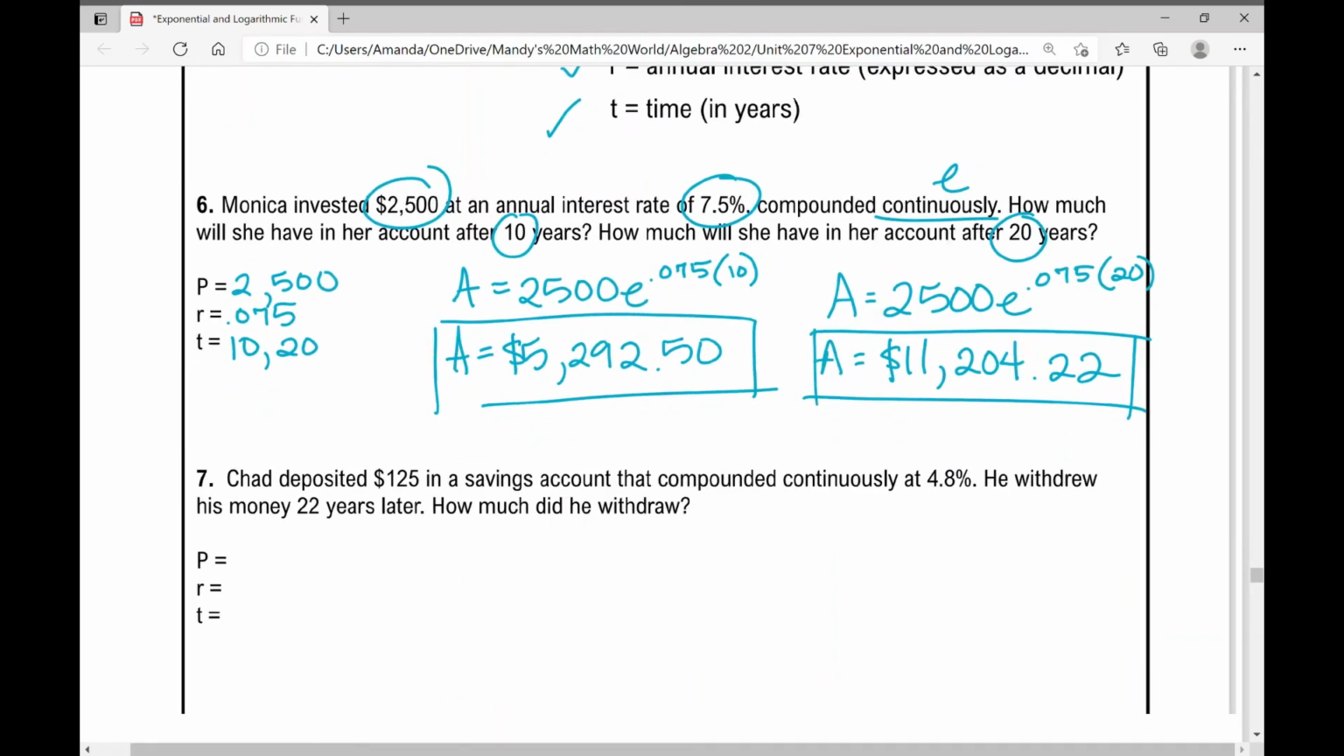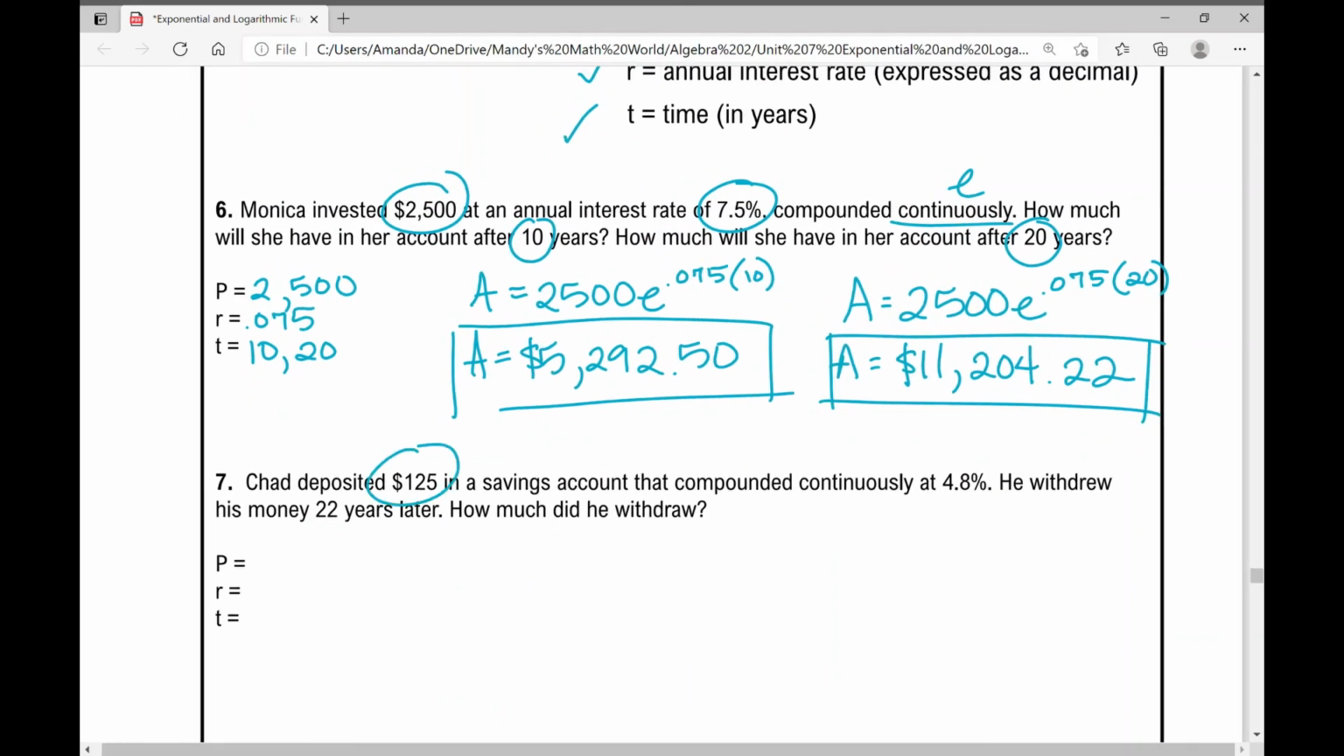Chad deposited $125 in a savings account that compounded continuously at 4.8%. He withdrew his money 22 years later. How much did he withdraw? So what did he deposit in his savings account? $125. What was the interest rate? 4.8%. That's 0.048 as a decimal. We're looking at it 22 years later. How much did he withdraw?